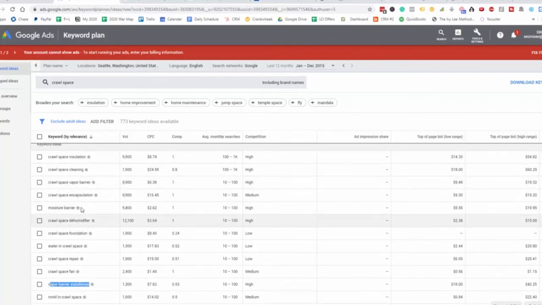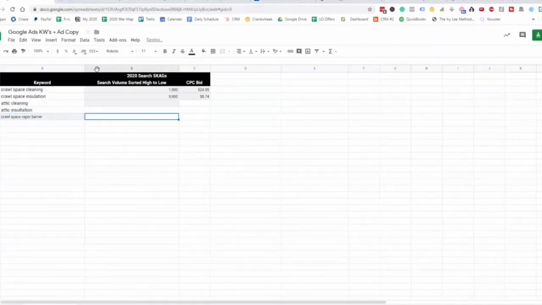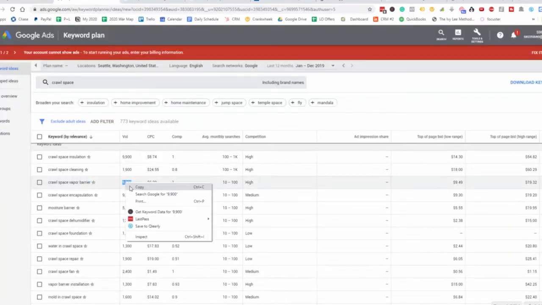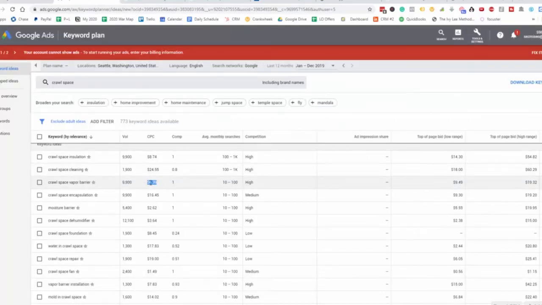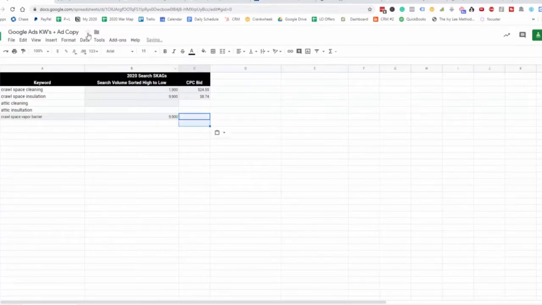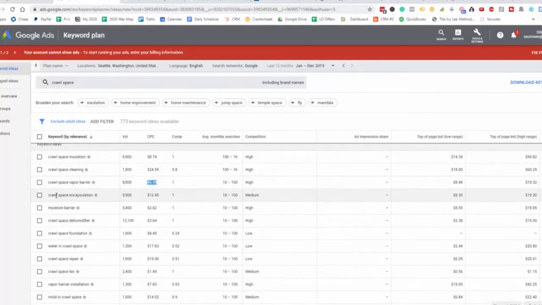So let's go down here. Let's even add this right here. Okay. Crawl space vapor barrier. Add it here. And what is our volume? 9,900. Okay, great. So what is the cost per click? $6.39. Oops. Why isn't that grabbing there? Let's go back. Geez. $6.39. Okay. And then we would have the crawl space encapsulation. This one as well.